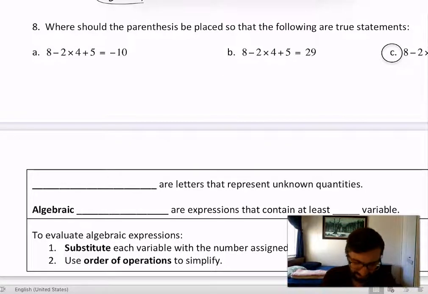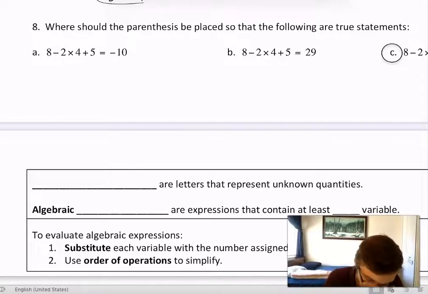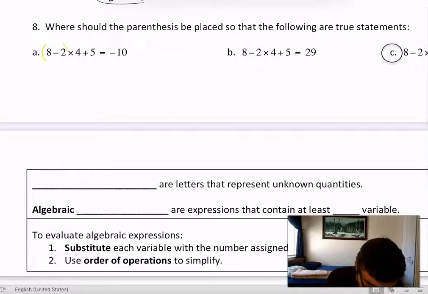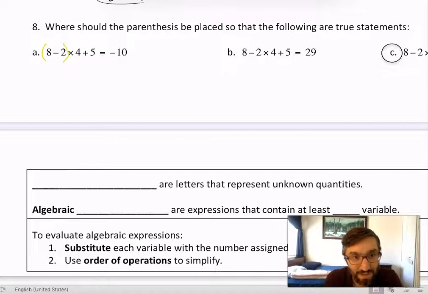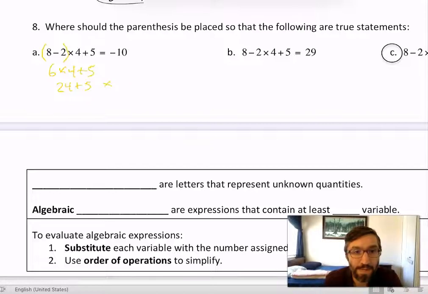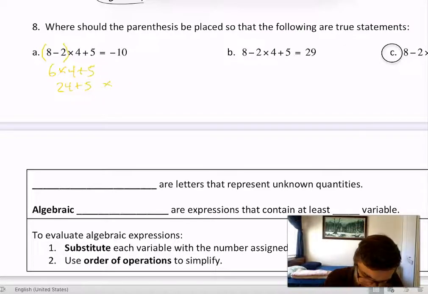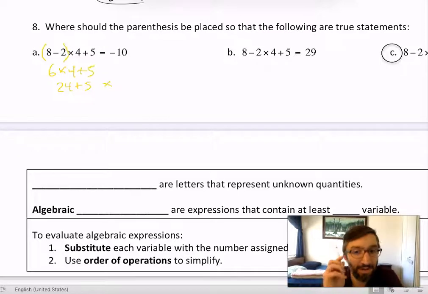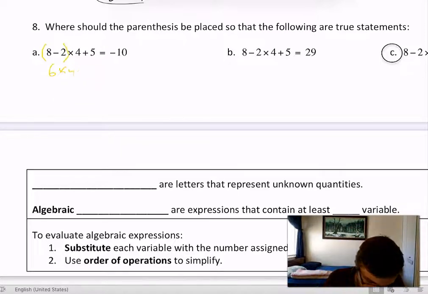So let's try. How about we just start with, if I put the parentheses here, what would that give me? Well, that would be 8 minus 2 is 6 times 4 plus 5. That's 24 plus 5. That's not going to work. Okay, so it's okay to have an eraser, even on your Apple Pencil. I'm going to erase that.